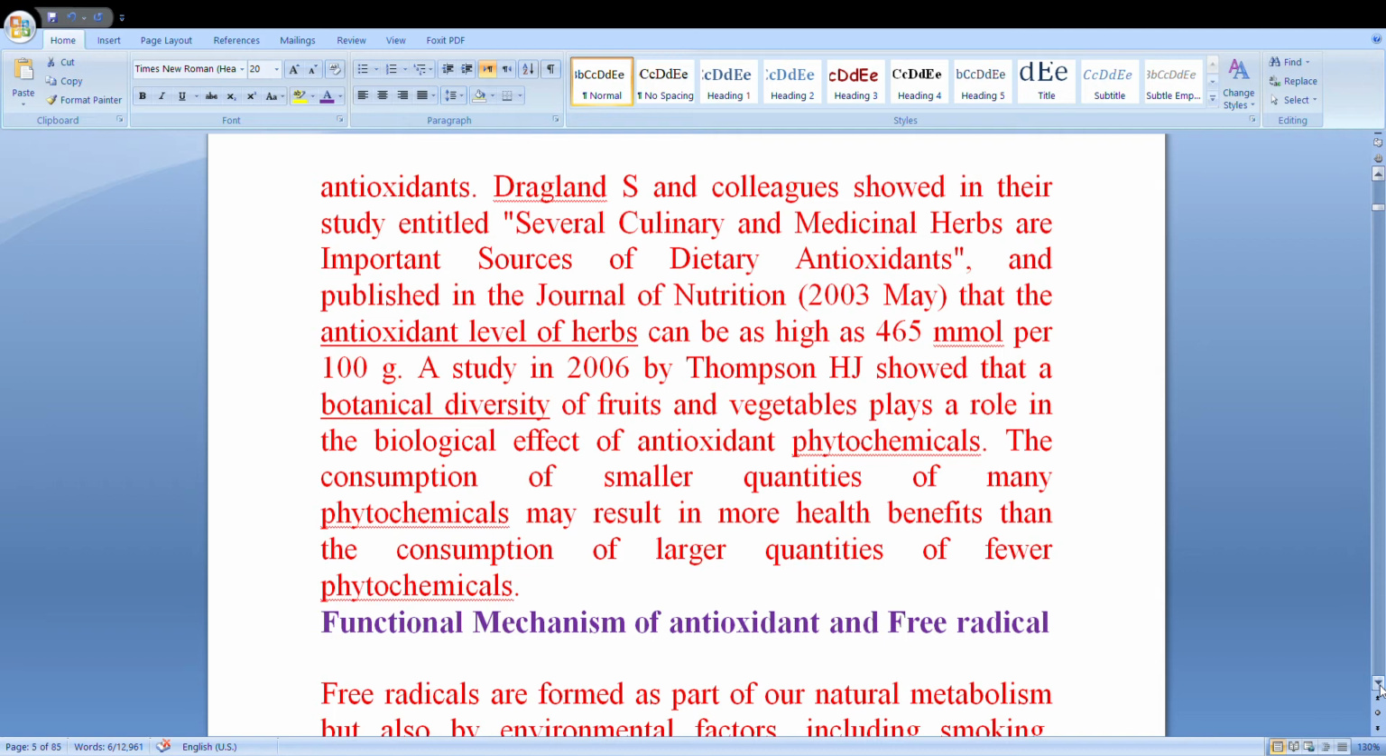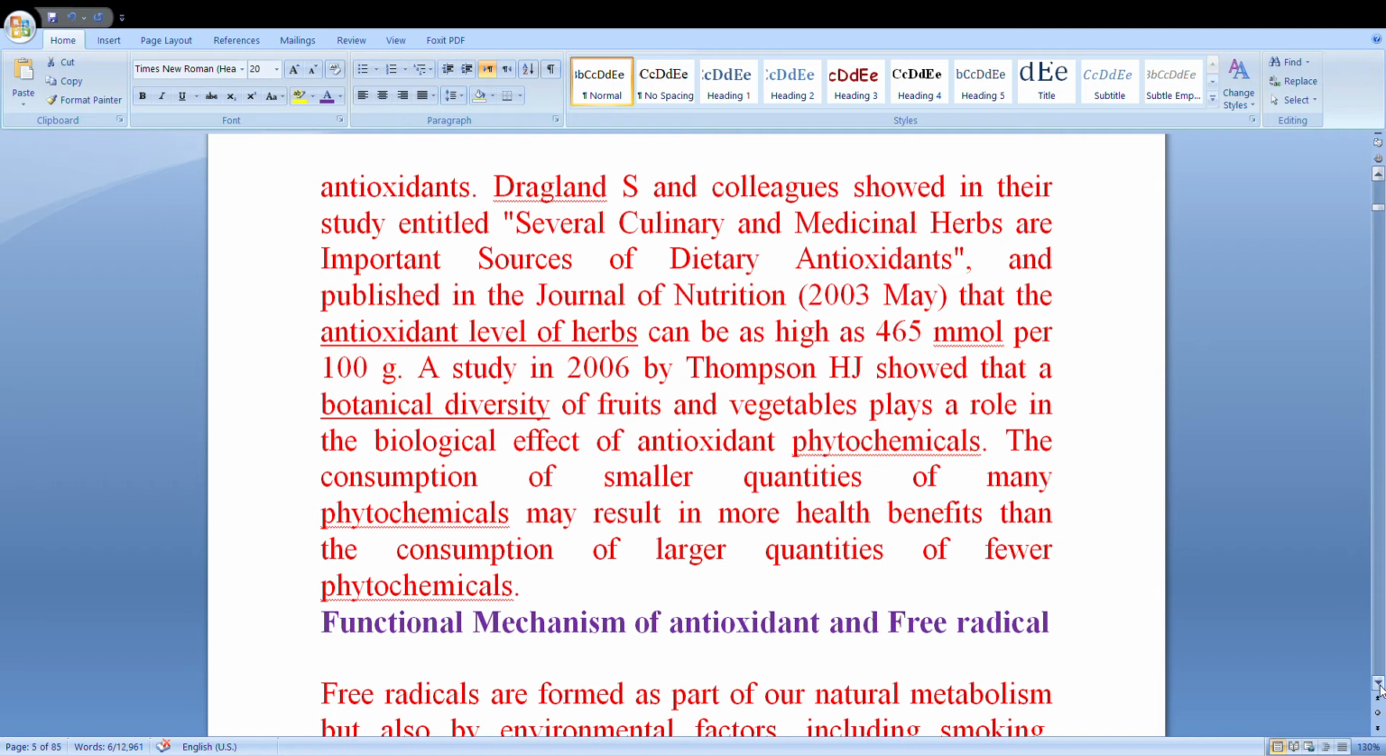Dragsted and colleagues, scientists, showed in their studies that several culinary and medicinal herbs are important sources of dietary antioxidants, published in the Journal of Nutrition, 2003. The antioxidant level of herbs can be as high as 465 millimole per 100 gram.